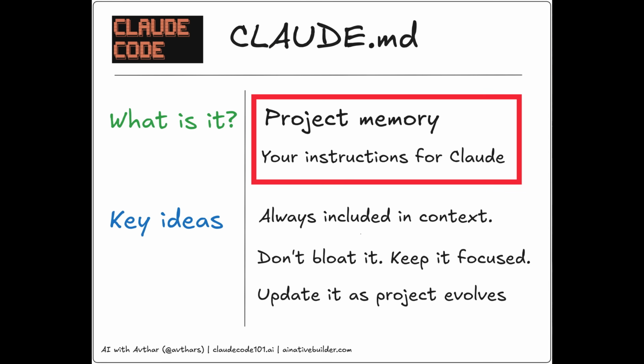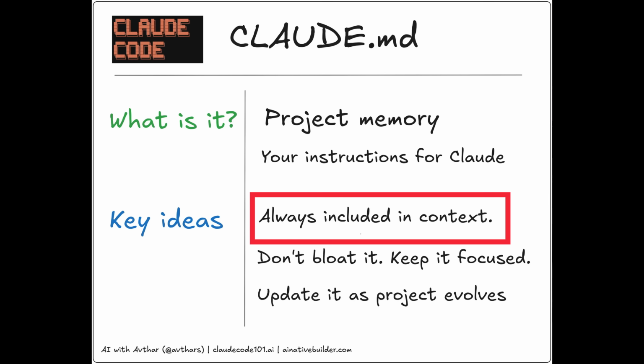Next up, let's talk about one of the most important concepts in Claude Code, the Claude.md file. Tip number 12 is to give your project memory with the Claude.md file. Claude.md is your project's memory. It gets added to context every single time Claude starts a session. Think of it as your project's briefing doc. Every time Claude starts a session, it reads this first to understand the most important information about your project, like what the project is, how you like to work, and what matters most.